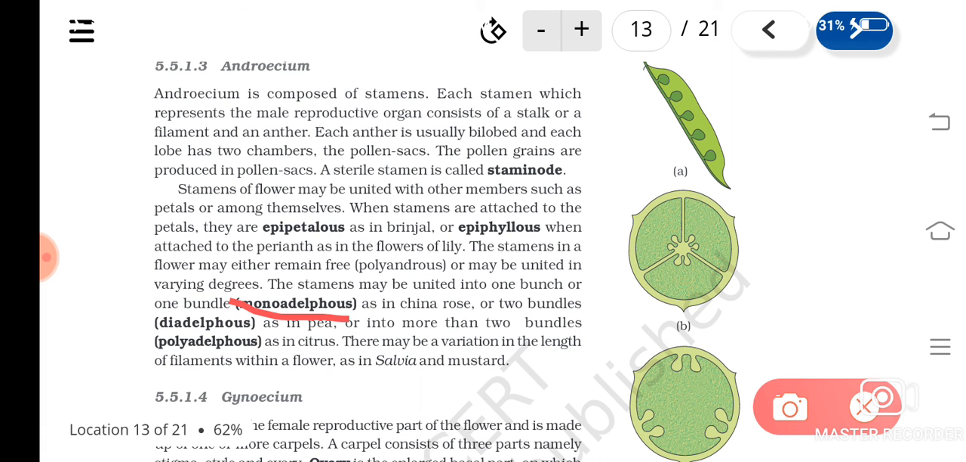The stamens are united into one bunch or one bundle, that is known as monadelphous. And if they have two branches or two bundles, then it is known as diadelphous. Understood? And in pea or some other plants, it's very common, isn't it? There are more than two bundles. So these are the parts of the androecium. And why we have to study it, you understood now?